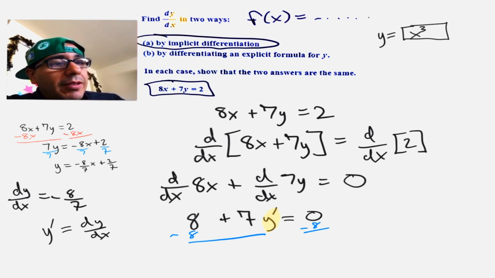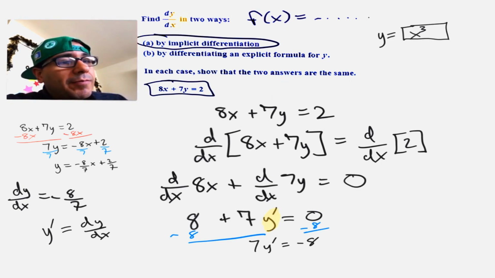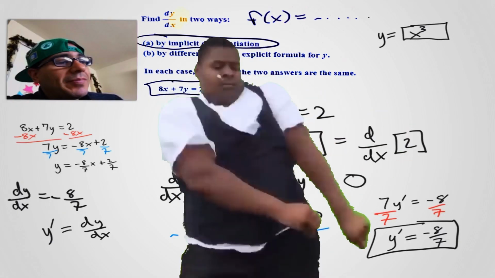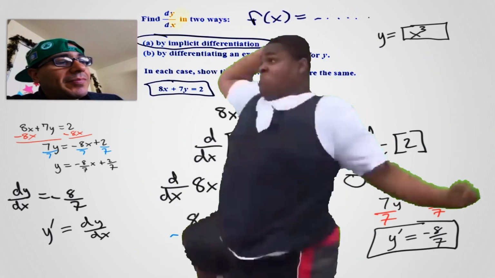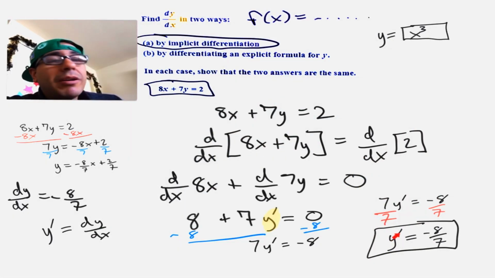So we end up with 7y prime equals negative 8. Let me copy that over here. And then now we just divide by 7. So divide both sides by 7. So now what we've done is we have found dy dx. This is dy dx. That's what y prime means.